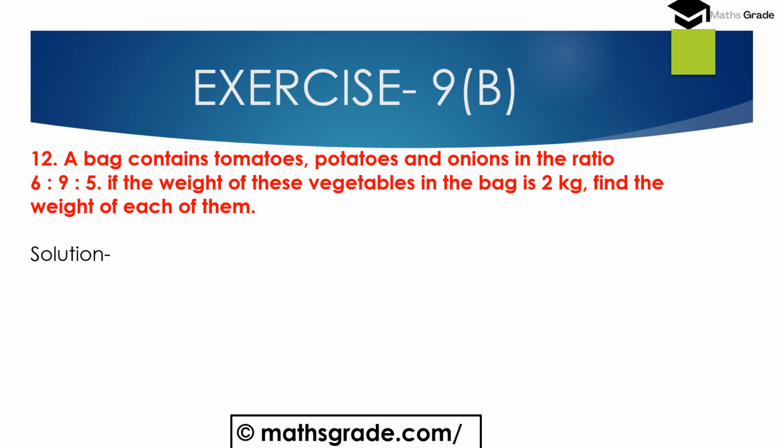Now we will solve question number 12. A bag contains tomatoes, potatoes and onions in the ratio of 6:9:5. If the weight of these vegetables in the bag is 2 kg, find the weight of each of them. The weight of all the vegetables in the bag is 2 kg. It is given. And the ratio of tomatoes, potatoes and onions in a bag is 6:9:5. This is given. So first find out the total ratio of these vegetables.